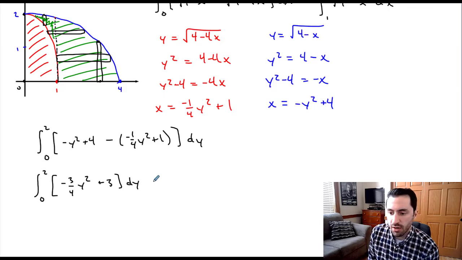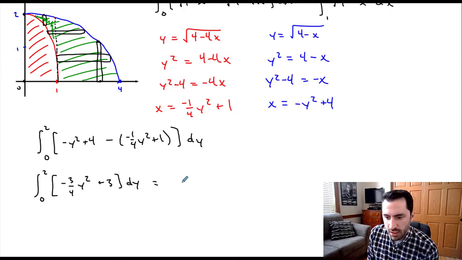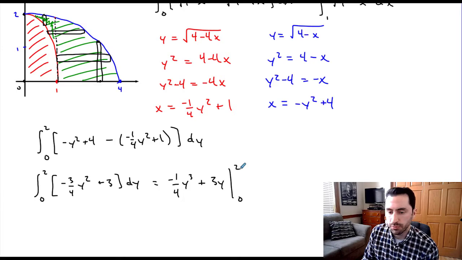So then using our antiderivative rules, let's see what we end up with. So this is going to go up to y cubed, and then we're going to divide by 3, which would cancel out with the 3 and the 3/4. So I'm going to leave a negative 1/4 out front. And then the antiderivative of 3 is 3y. And this we're going to evaluate from 0 to 2.